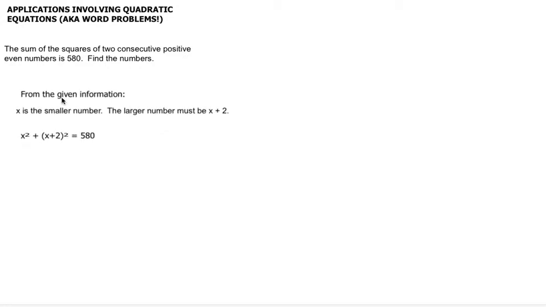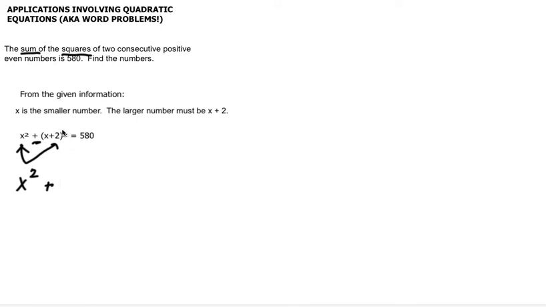From the given information, we know that x is the smaller number. The larger number then must be x plus 2. So then if I'm going to square, I have the sum, which means I'm adding, of the squares. So that means I have to square the two values. Okay, so I'm going to start with x squared plus, in parentheses, x plus 2 squared.